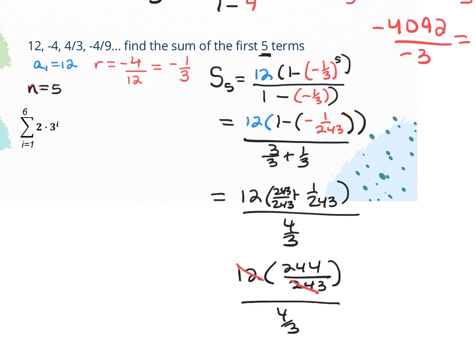I can divide both of these by 3. So 3 goes into 12 4 times. 3 goes into 243 81 times. This will simplify, and it will become 976 over 81 divided by 4/3.